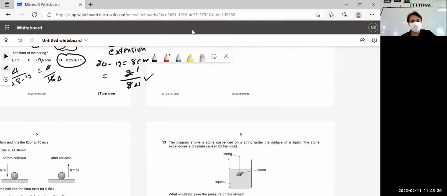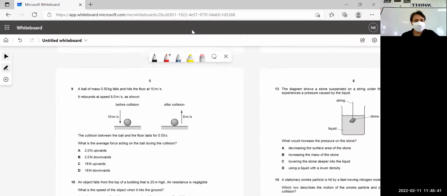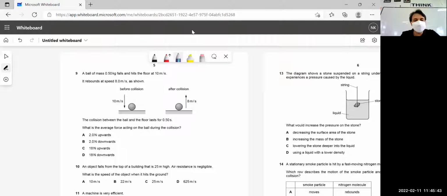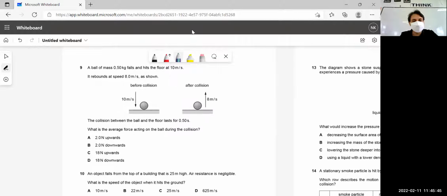Question number 9. In question number 9, we have a ball of mass 0.50 kilogram and it hits the floor with some initial velocity and it rebounds at a speed of 8. The collision between the ball and the floor lasts for 0.50 seconds. What is the average force acting on the ball during the collision?